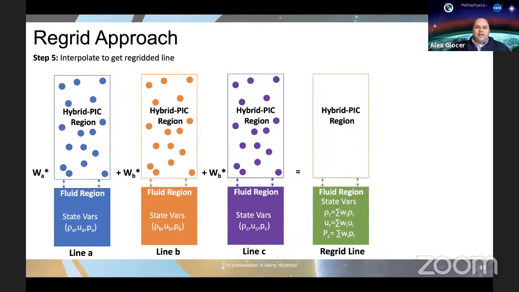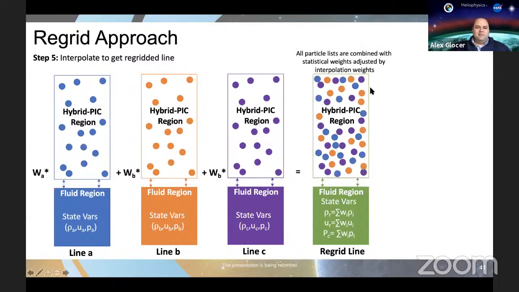And the way I end up doing that is I take the particle list from each field line and combine them into one particle list where I've adjusted the statistical weights of the particles by the interpolation weights. And so this gives me a much longer particle list, but all of the statistical weights are adjusted by the interpolation weight so that I get a true combination of these different particle populations. But now the problem is I have way too many particles, and that can be very challenging from a numerical point of view. And every time I do the resampling, the particle list will grow and grow.